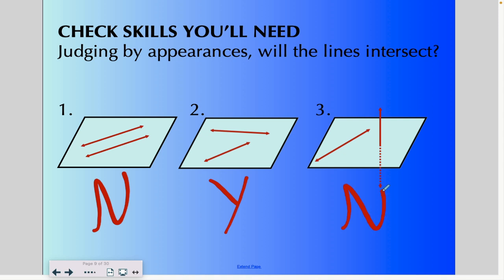Did we say no, yes, no for the top section? Yeah. Good. Those third ones will not. They're in different planes. Fun fact, does anybody know what those lines are called? I actually said it one time last year. Lines that look like they're going to intersect, but actually they're in different planes, so they'll never touch.